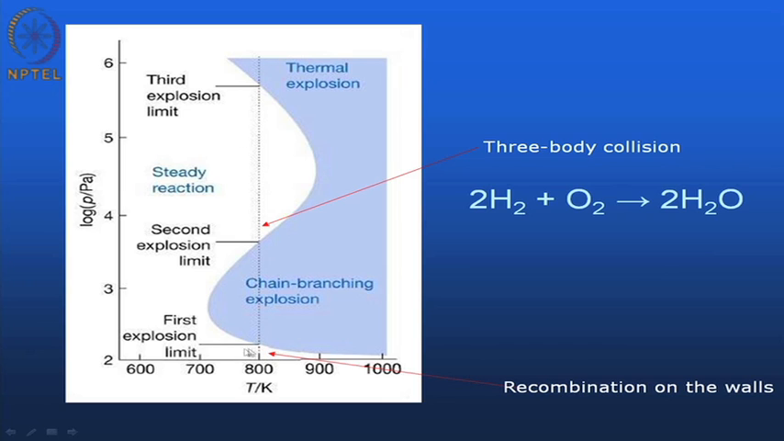One is the first explosion limit, which is between 2 to 3 Pascal, I mean log P, where P is expressed in Pascal. So, 2 to 3 there is one limit, then 3 to 4 one limit, and in between 5 and 6, it is the third explosion limit. So, this corresponds to maybe a 3 body collision, and this corresponds to recombination onto the walls.